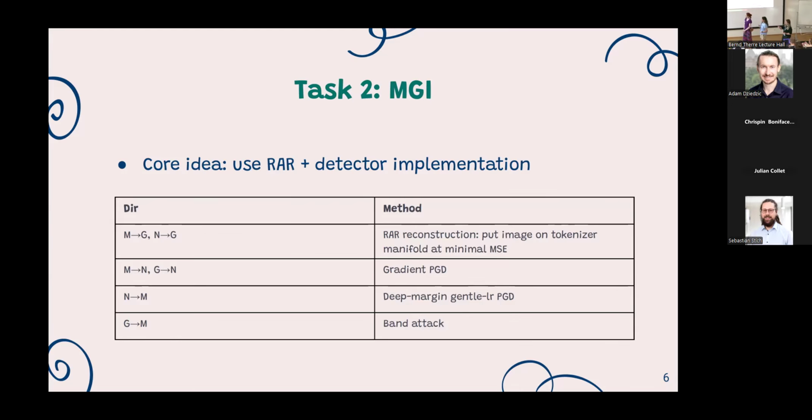And then for the other types of misclassifications, we applied a sort of projected gradient descent because we had the detector model. We had to adapt a little bit how we define the loss function in these three cases. So that's it mostly.